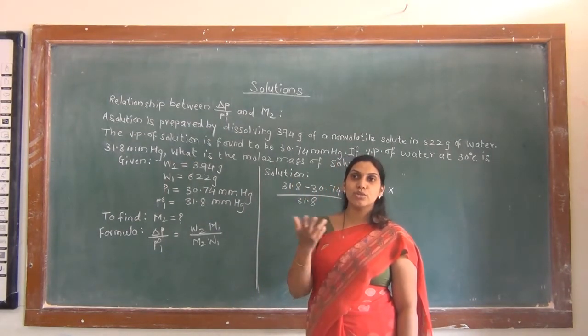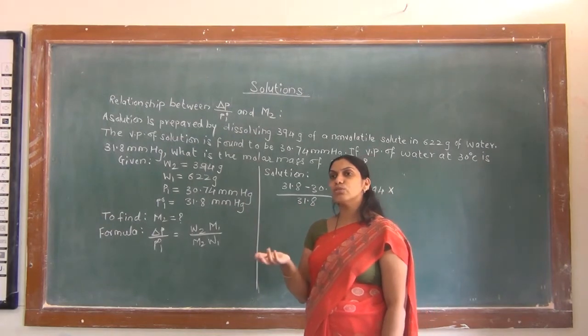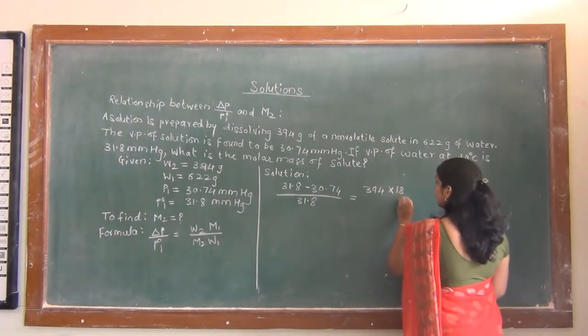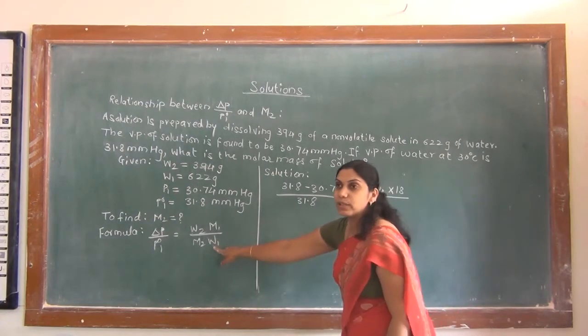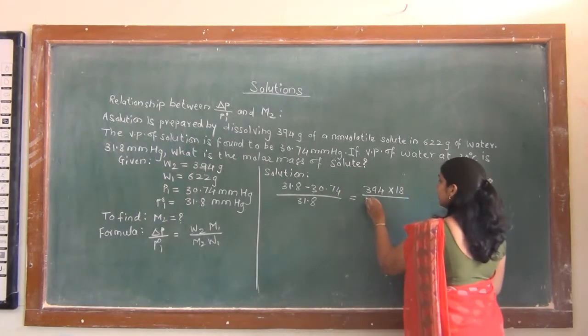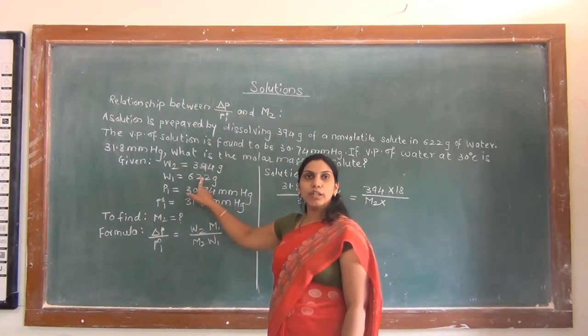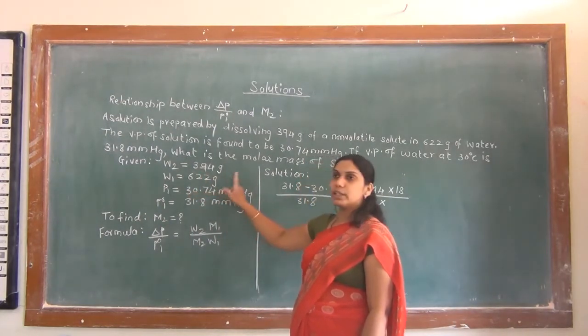Here the solvent used is water, so the molar mass of water is 18. So for M1 we will write 18. Then we have to calculate the value of M2. So we will write it as it is, multiplied by W1. The value of W1 is 622 gram.